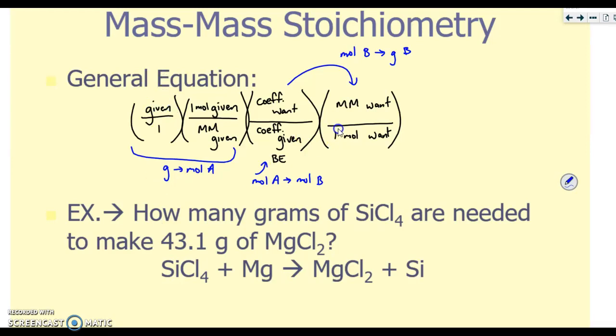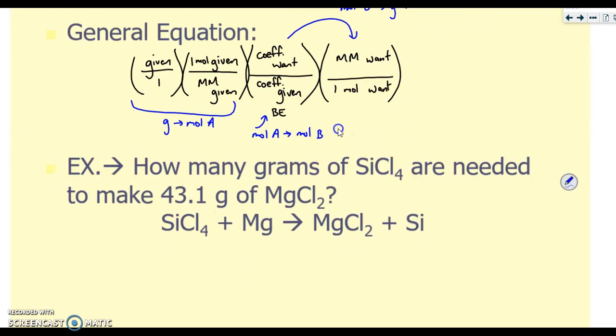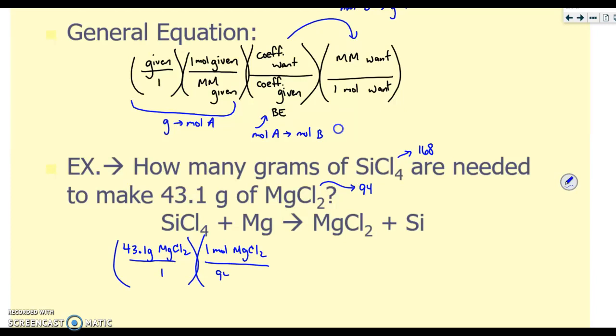When you're first learning this, sometimes it's helpful to first calculate the molar masses. I do like to do that in advance. So I'm going to find the molar mass of SiCl4. I get about 168. And I'm going to find the molar mass of magnesium, where I get 94. So I'm going to do that in advance. And then I'm going to follow my general equation. So I'm going to start with my given grams of my MgCl2 over 1. I'm going to convert this to moles by using the molar mass.